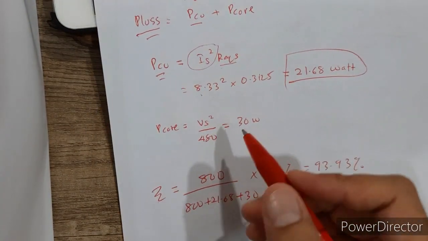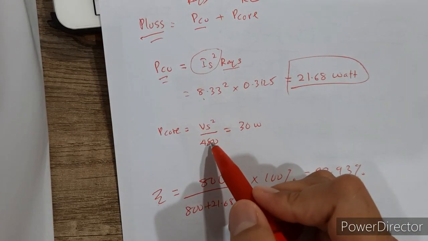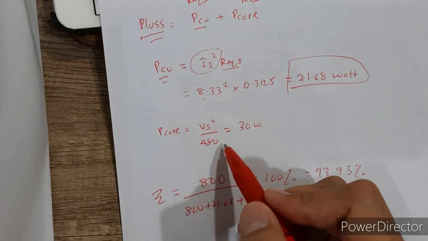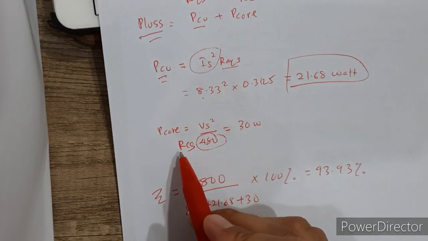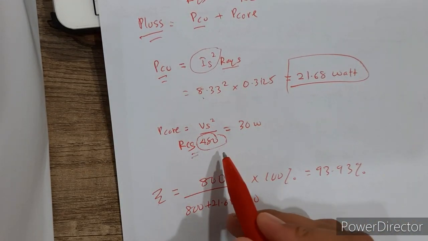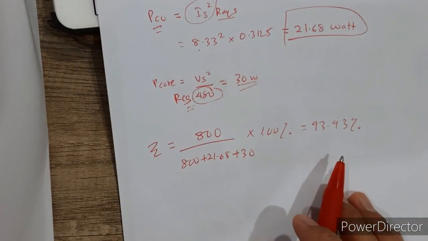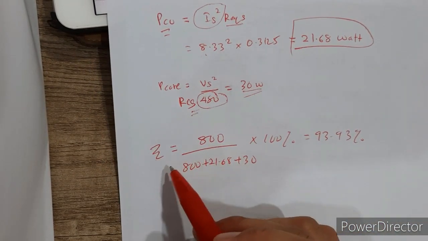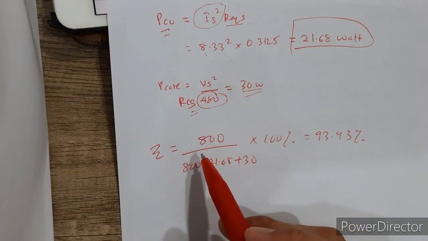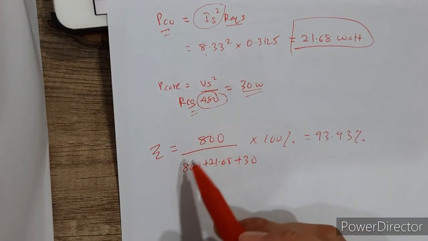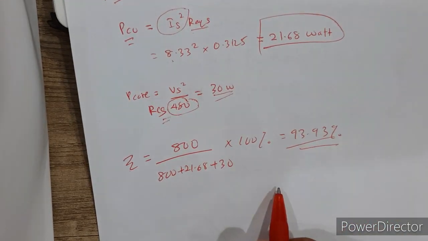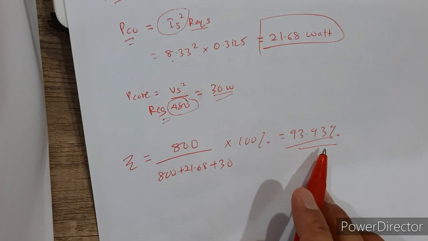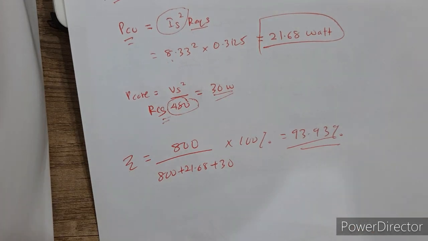And next is for P_core. P_core is Vs squared over 480, where 480 is R_C S, the R_C referred on the secondary side. So you get 50 watt. Then just put it back into the equation: P_out over P_out plus total losses, multiplied by 100%, and then you get the efficiency, 93.93%.